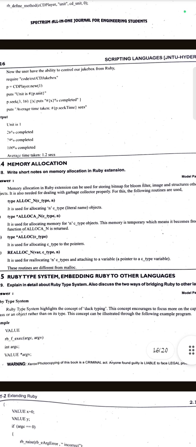REALLOC is used for allocating a C type to point the pointers. REALLOC_N is used for relocating memory for n C types and attaching the variable pointer to the C type variable. These routines are different from macros.